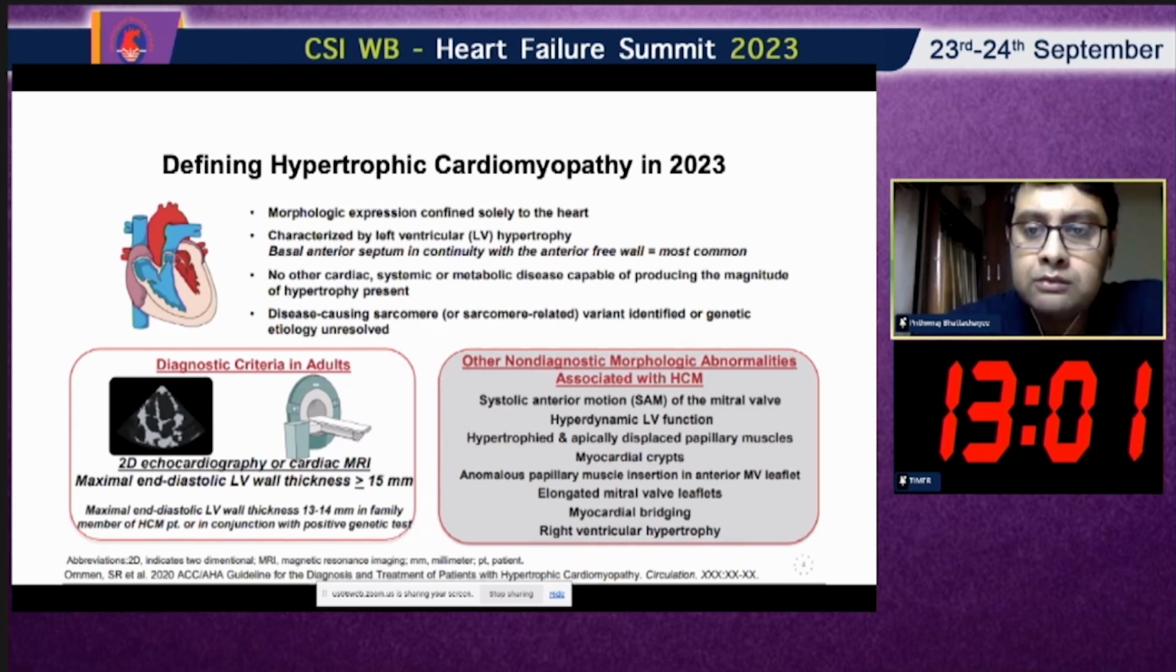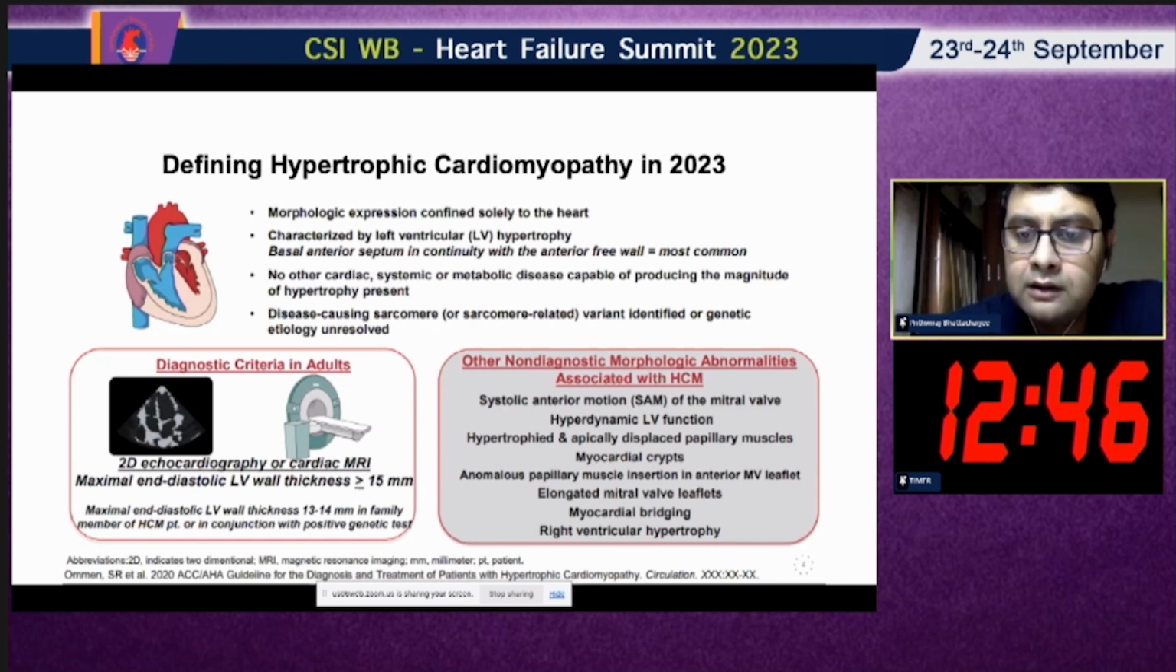morphologic abnormalities which are associated with hypertrophic cardiomyopathy include systolic anterior motion of the mitral valve, hyperdynamic LV function, hypertrophic and apically displaced papillary muscles, myocardial crypts, anomalous papillary muscle insertion in the anterior mitral leaflets, elongated mitral leaflets, myocardial bridging, and sometimes also RV hypertrophy.